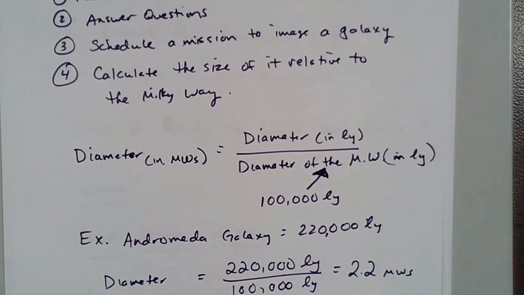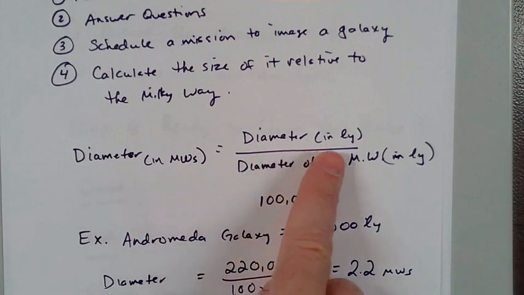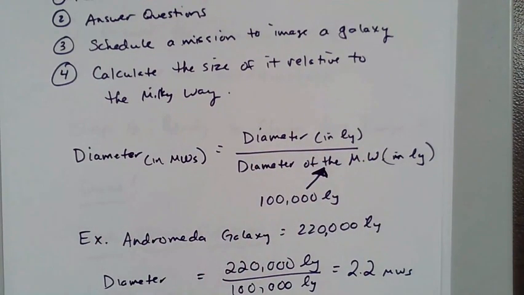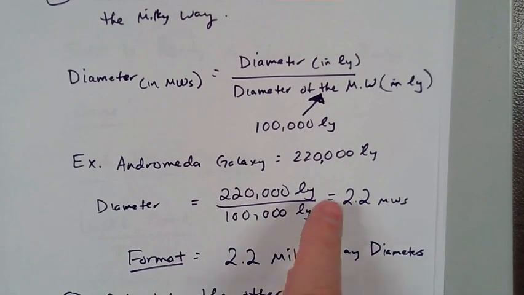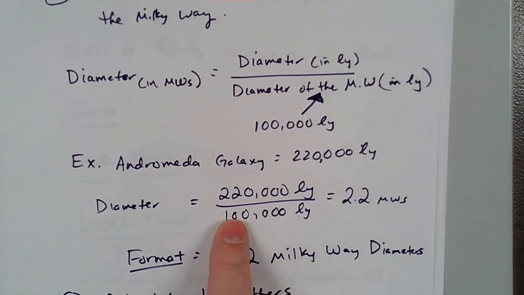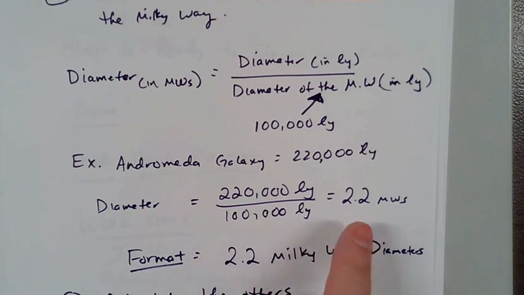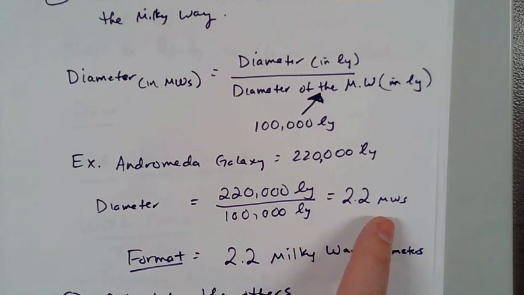So in this one, you'll use the equation, the diameter in light years of the galaxy that you are comparing, divided by the diameter of the Milky Way, which is 100,000 light years. So for the Andromeda galaxy, it's 220,000 light years across. You would take 220,000 light years divided by 100,000 light years of the Milky Way. That'll give you 2.2 Milky Way diameters.